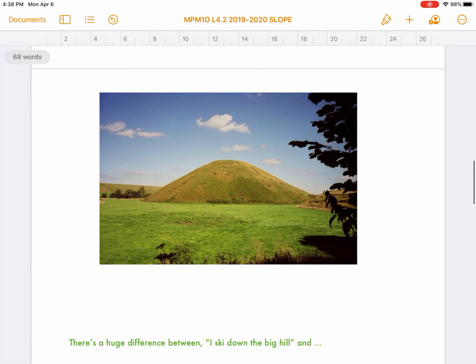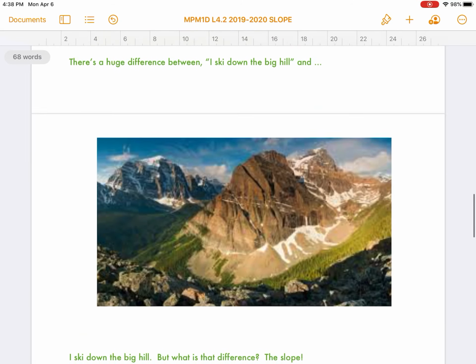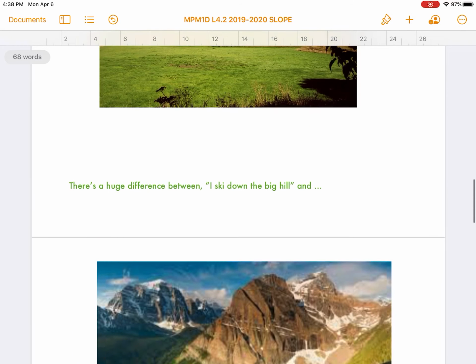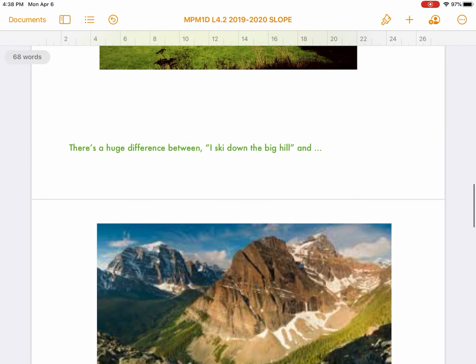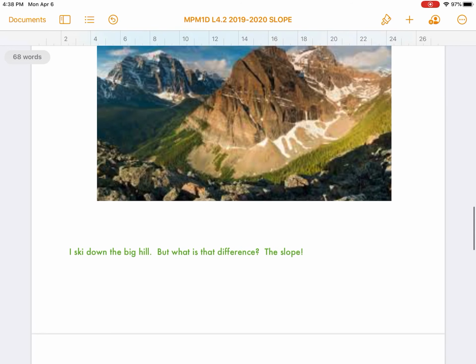Another way to look at it would be to think about a hill and to say, I can ski down that big hill. I'm getting really good at skiing and I can go down that big hill over there. But if someone were to say, I can ski down this big hill, there's a huge difference between skiing down these two hills. And again, the difference is the slope, how steep that line is, how quickly you're going down.